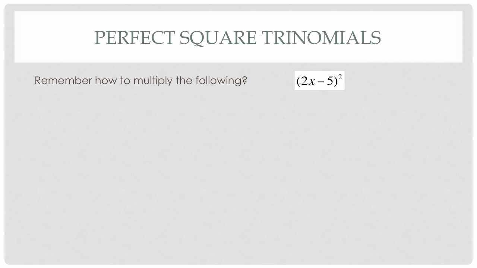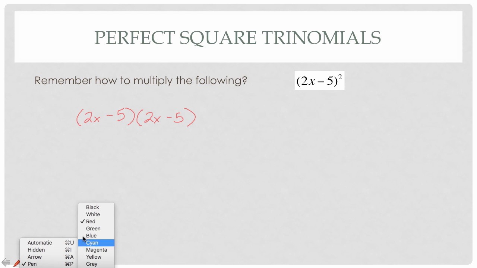Okay, let's start with something we have already learned. Do you remember how to multiply the following? We got 2x minus 5. It's a nice little binomial, and I'm going to square it. Well, squaring means I have two of them, right? Multiplied by itself, so we need to take 2x minus 5 and multiply that by itself, 2x minus 5. There's two of them for the square.